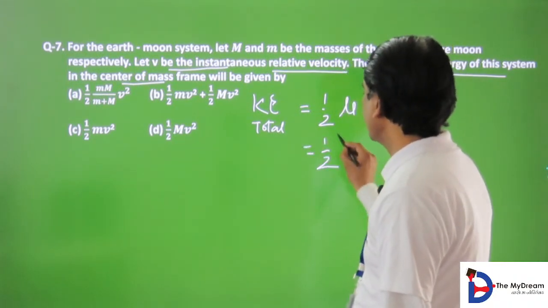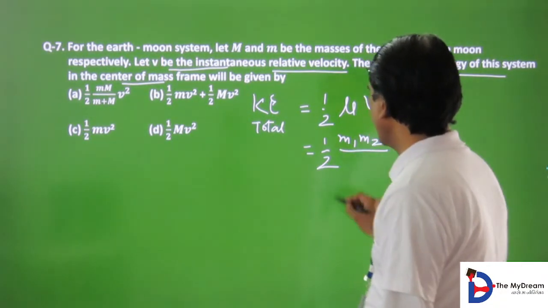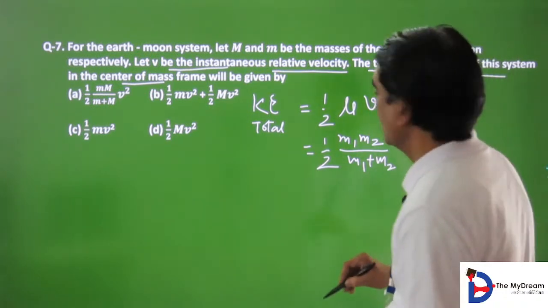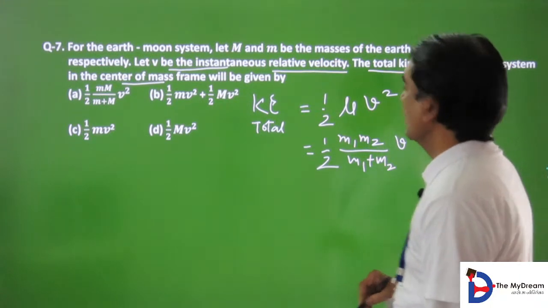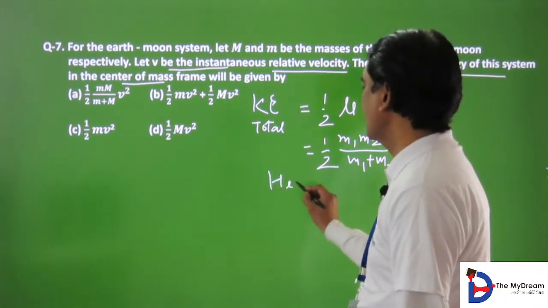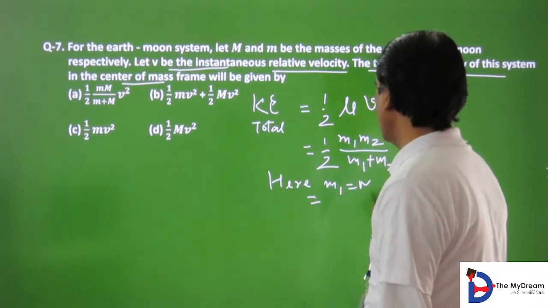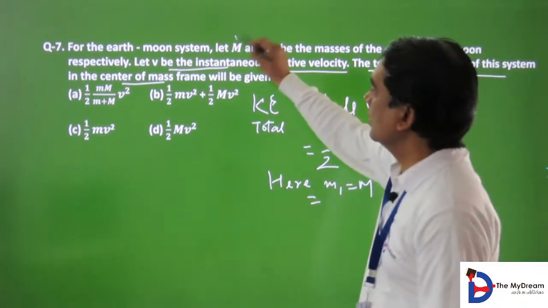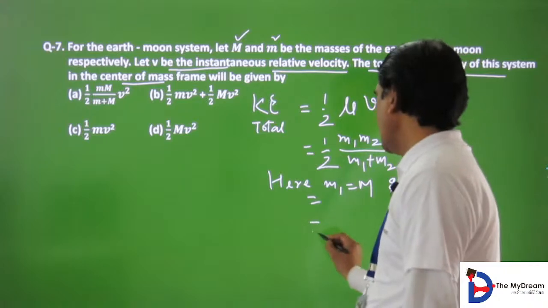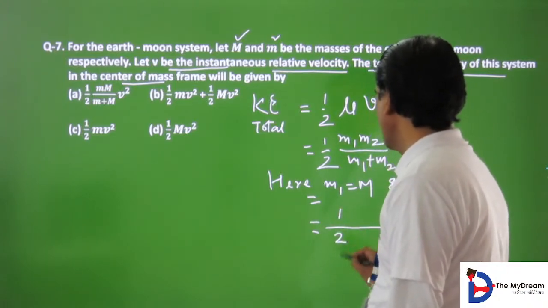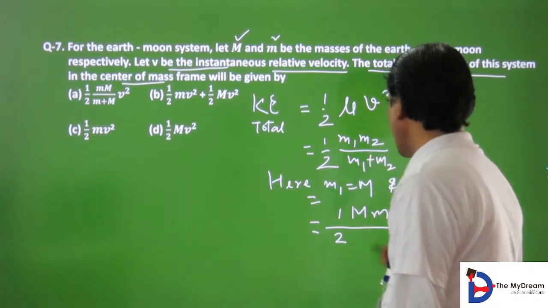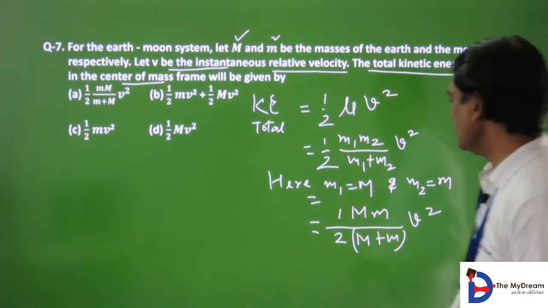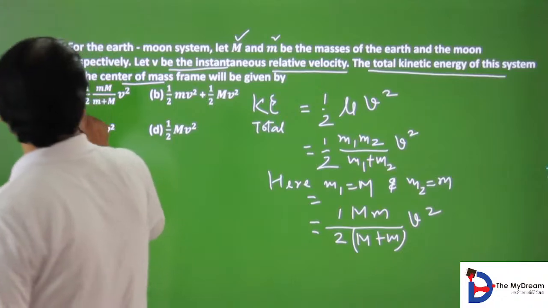So the formula of the reduced mass is m1 m2 divided by m1 plus m2. Here m1 is capital M and m2 is small m. Then you can write down 1 by 2 capital M small m divided by capital M plus small m into V square. So the option A is correct.